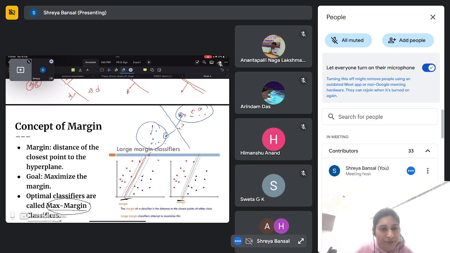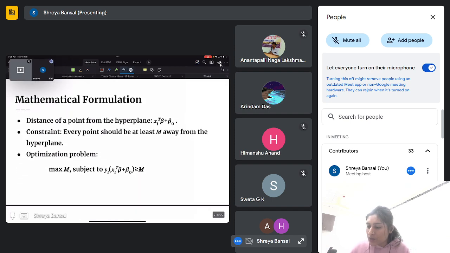Clear? And that is to be exactly in between, right? Yes, we wanted exactly in between, but we'll formulate it actually, okay. So let's go with the mathematical formulation here.